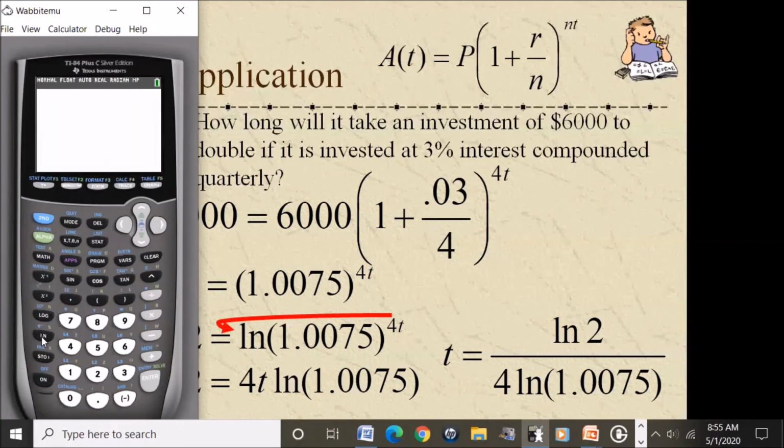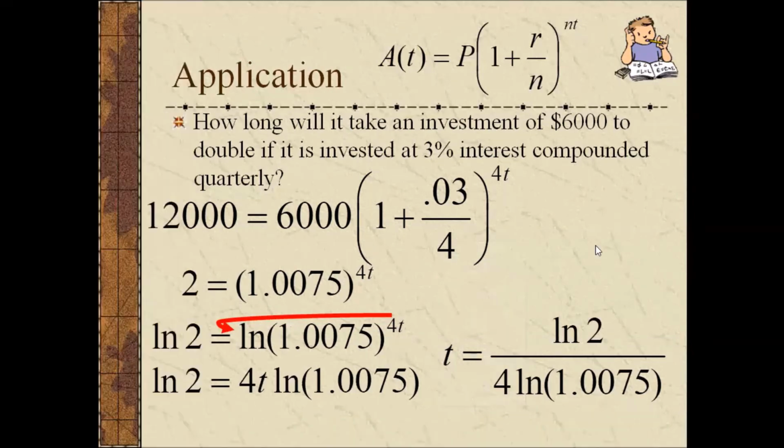And we don't need to know individually what natural log of 2 is or natural log of 1.0075. Just let the calculator do the calculation all in one step. So start with ln of 2, be sure to close parentheses, divided by, and now open a parentheses for the entire denominator, 4 ln of 1.0075, close parentheses for natural log, close parentheses for your denominator. The answer is about 23.19 years, which I would round to about 23.2 years.